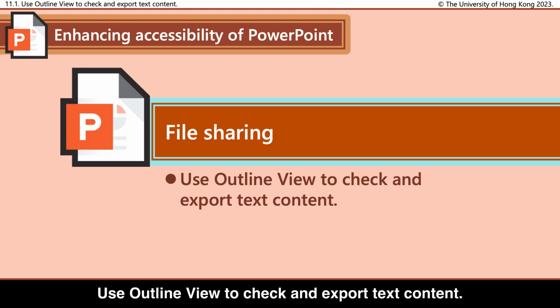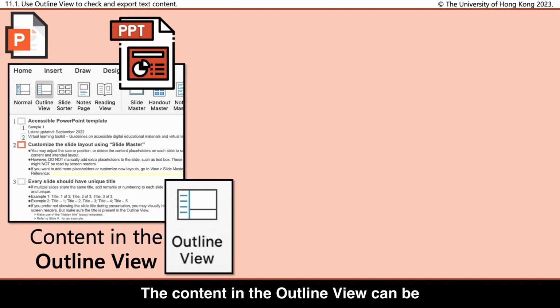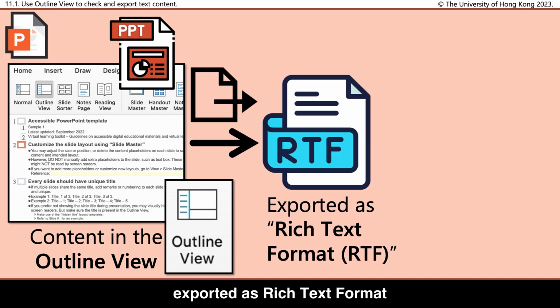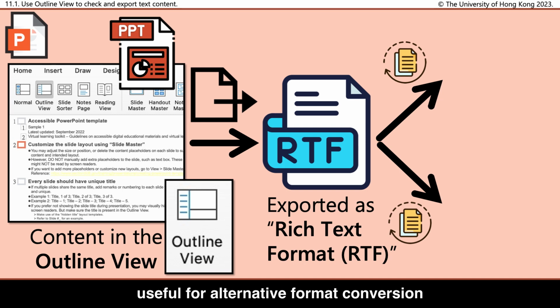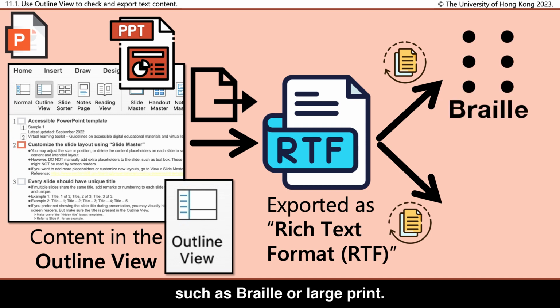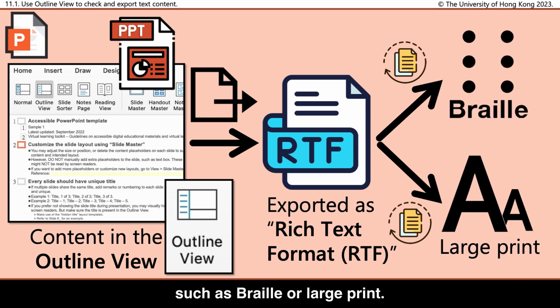Use Outline View to check and export text content. The content in the Outline View can be exported as rich text format with accessible text structure that would be useful for alternative format conversion such as Braille or large print.